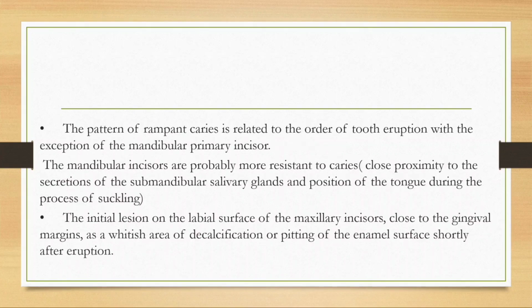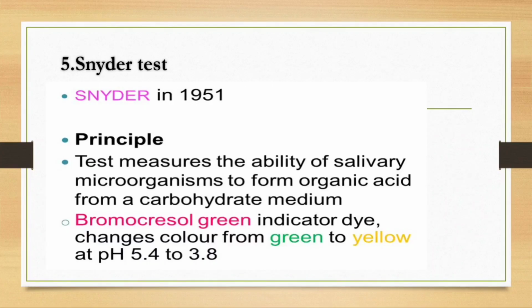So we know how it is affecting in the stages, how it is stage 1, stage 2, stage 3, all were discussed. Now we have the Snyder test in 1951. It is measuring the ability of salivary microorganisms to form organic acid from a carbohydrate medium. So we use a bromocresol green indicator which changes the color of the solution based on the pH.